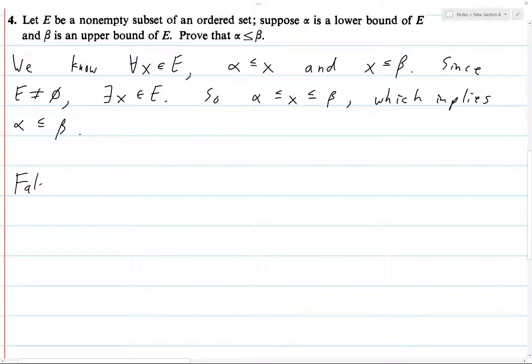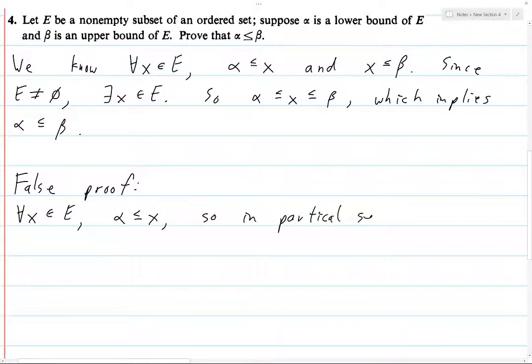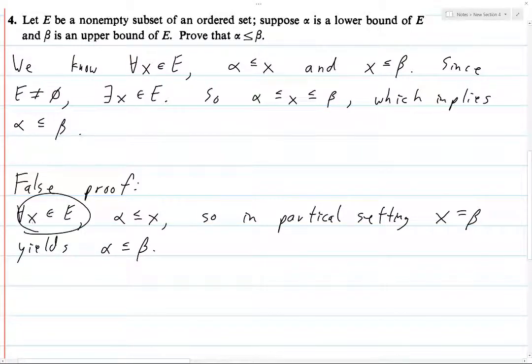Furthermore, here is a false proof of this claim. For every single x in E, alpha is less than or equal to x. So in particular, setting x equal to beta yields alpha is less than or equal to beta. It's very tempting to give this proof, and it is a wrong proof, because we assume here that x is in E, and we don't know if beta is in E.